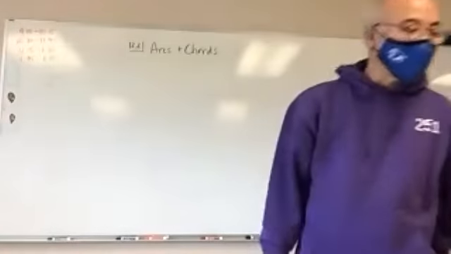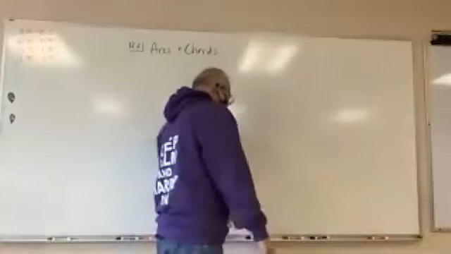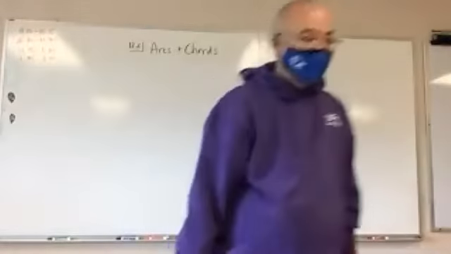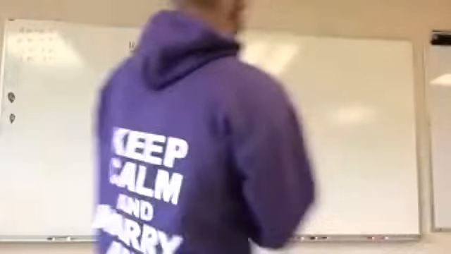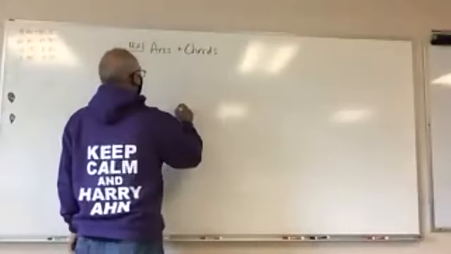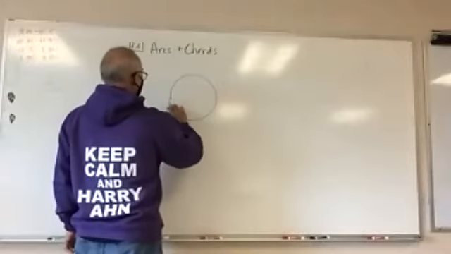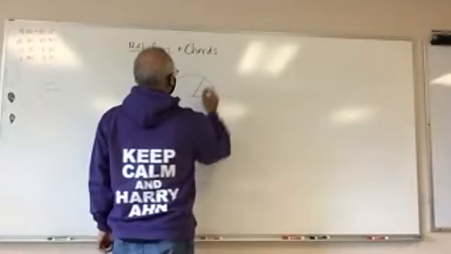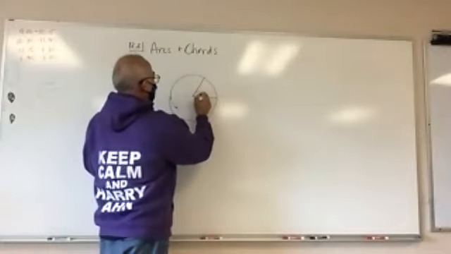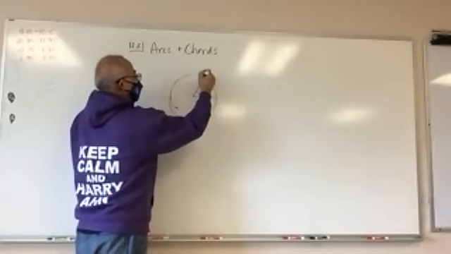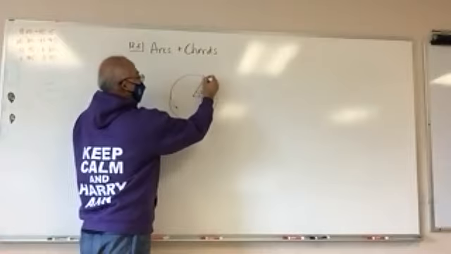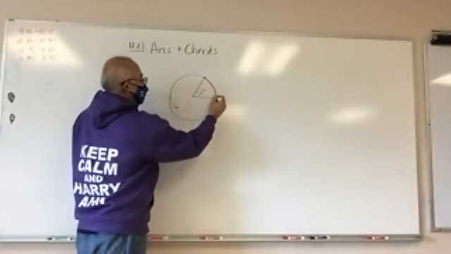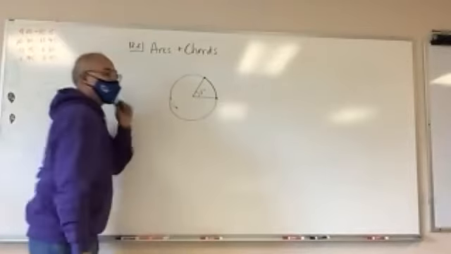But what we're talking about is arcs and chords. So we're going to add arcs to our arsenal of what we've talked about. So an arc is, if you had a circle that looks like this, and this angle was X degrees, an arc is the length from here all the way across to here. So that's what the arc is.